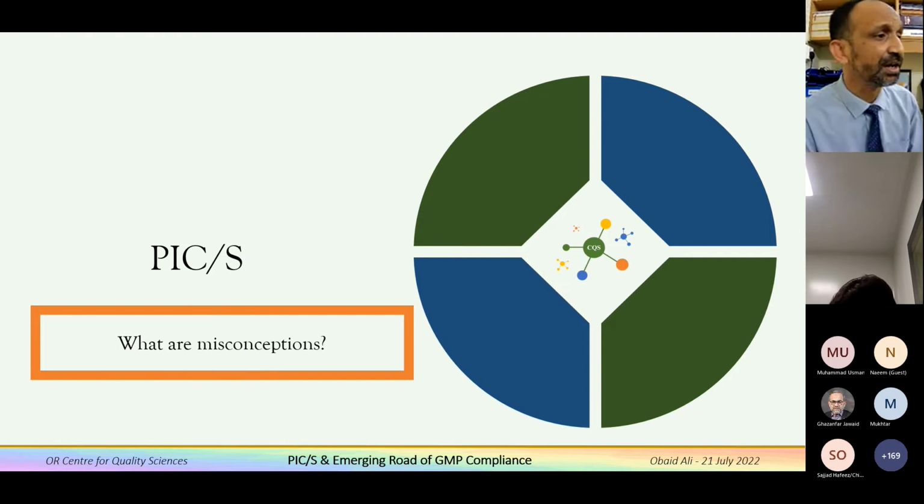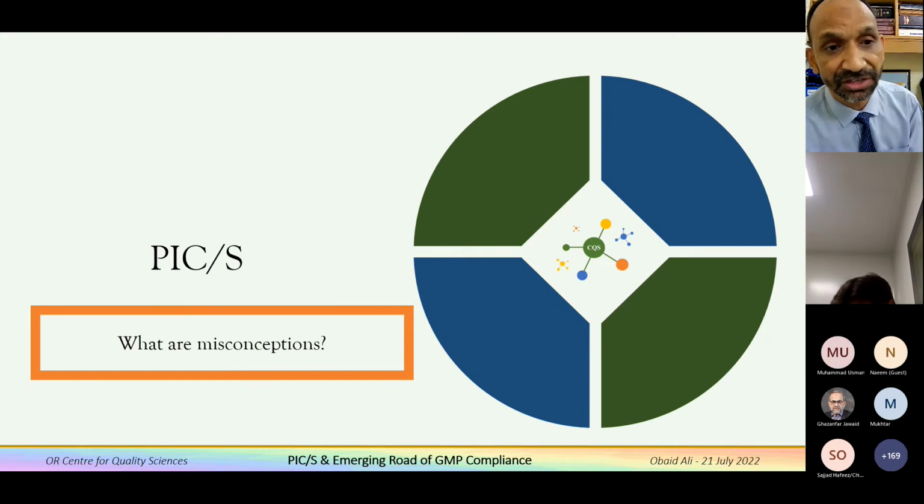PICS is not only a scientific organization, it's a political organization as well. On Ukraine, they have issued their press release, which has a clear meaning.